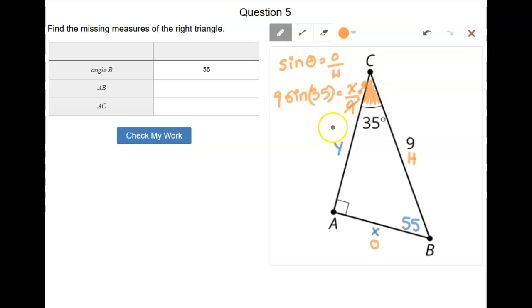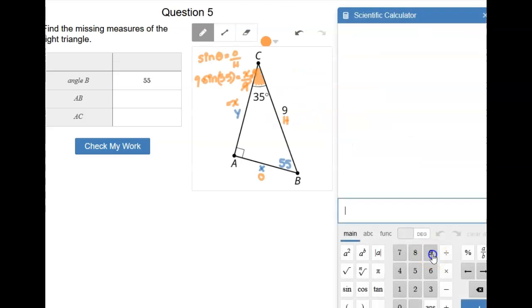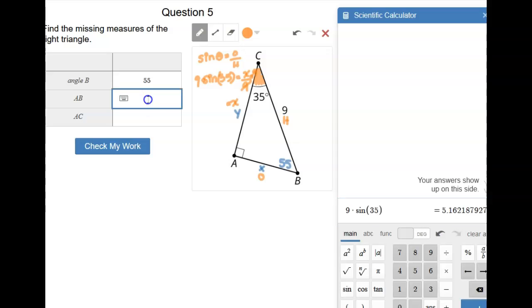So we're going to pull up our calculator and find out what 9 times the sine of 35 is. So 9 times the sine of 35 is approximately 5.16. So let's call that 5.2.